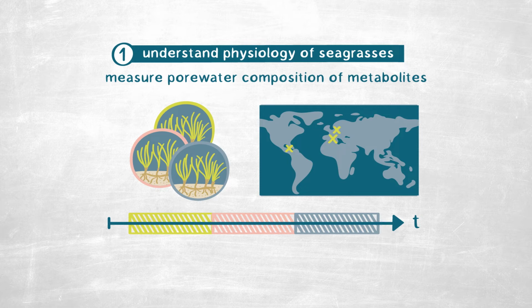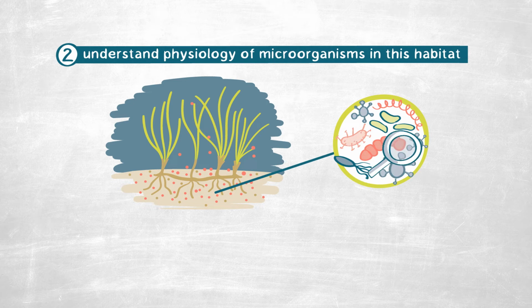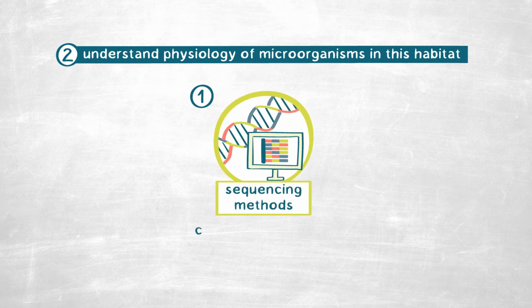After understanding more about the physiology of the seagrasses and what they could be excreting into the environment, we then needed to understand the physiology of the microorganisms occurring in this habitat. You can do this with two different approaches. The first is based on sequencing methods, where you collect DNA and RNA for metagenomic and metatranscriptomic analyses. When you do those types of approaches, you begin to get the genomes of individual bacteria or archaea that are living in these sediments, and you can begin to understand what they're actually doing in that environment.